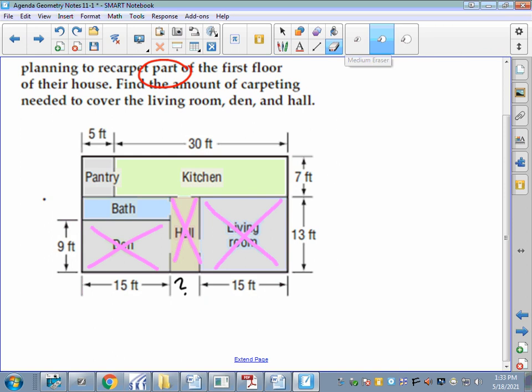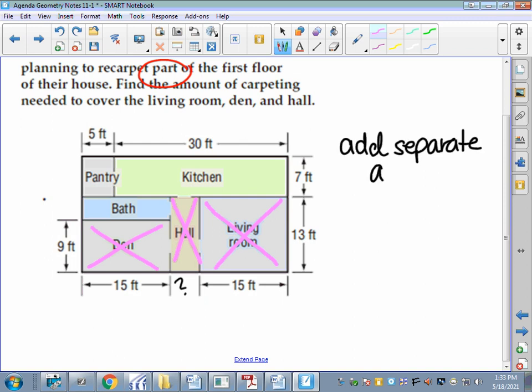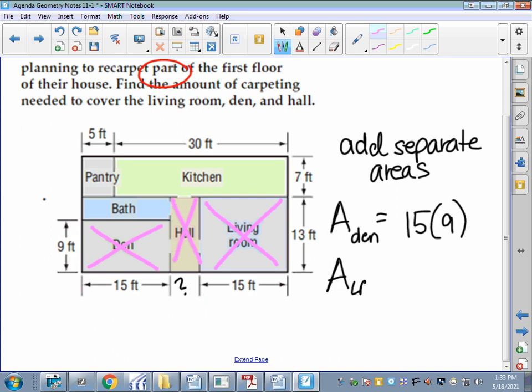We could find all 3 areas and add them together. I'll just say add separate areas. So for example, the area of the den is equal to base times height, so that's going to be 15 times 9. The area of the living room, I'll put LR, is going to be equal to 15 times 13.